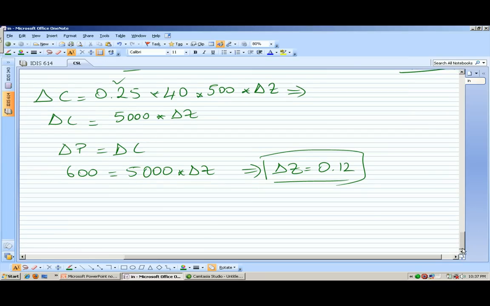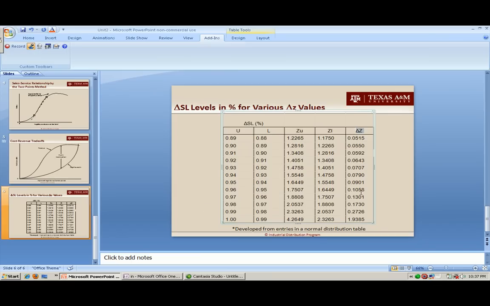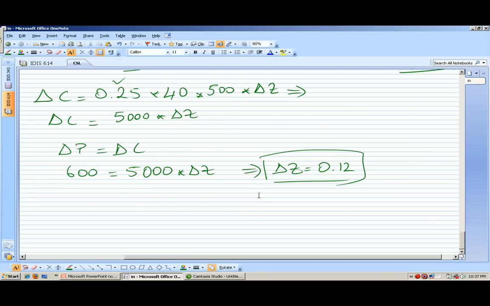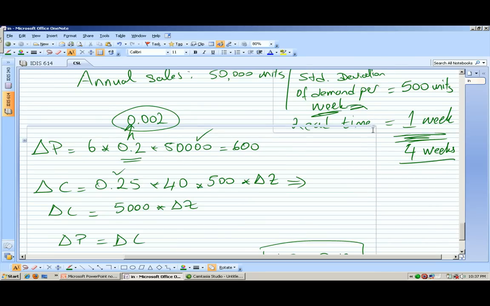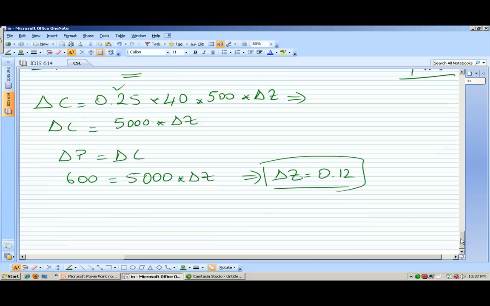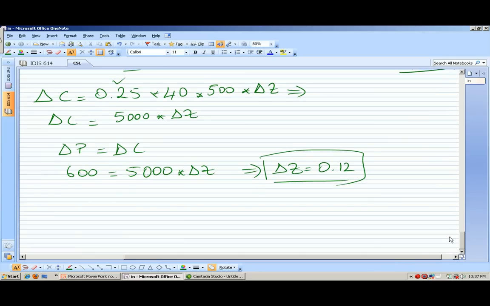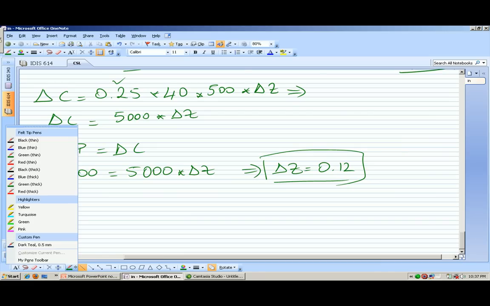So I looked at the delta Z value, went back to this table, and found the closest one, and I assume that 97% should be my customer service level. Now the second part of the problem: what happens if my lead time was 4 weeks. To do that we need to go a little bit back to statistics, and I assume you are fresh in statistics.